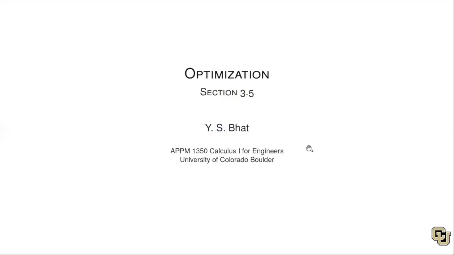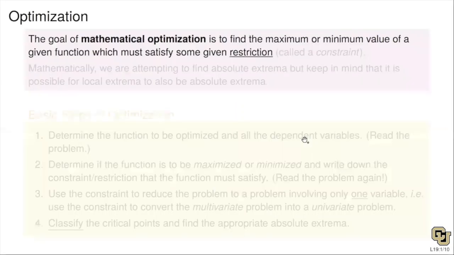Okay, so optimization shows up as an application of finding extrema. Mainly absolute extrema, but keep in mind sometimes absolute extrema occur where local extrema are. So the goal of mathematical optimization is basically, given a function, we're trying to find the maximum or minimum value of the function. The term optimization refers to either we're maximizing or minimizing in this context here.